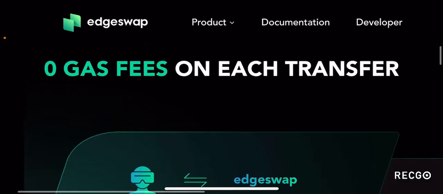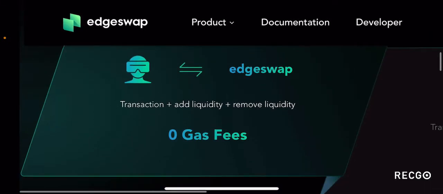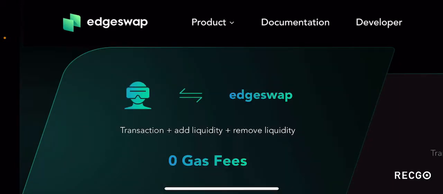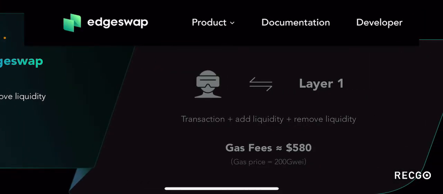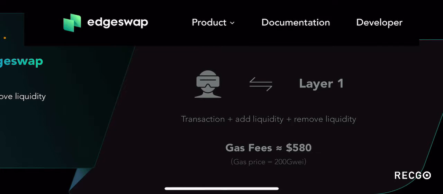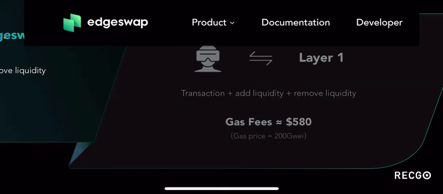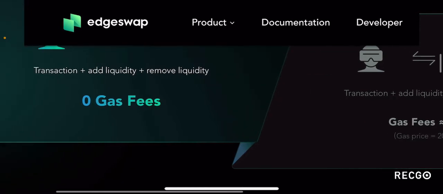And if you scroll below, again, zero gas fees on each transfer, the second focus. So users basically can use EdgeSwap to transact, add liquidity, and remove liquidity as well with all zero gas fees, right? So that's pretty impressive. And in layer 1, you would basically be paying close to $580 per transaction because of the gas fee itself, which is about 200 GWEI per transaction, which is incredibly expensive. And this pretty much eats away your profitability, or even in the worst case scenario, makes your trades completely profitless, right? So that's the reality and what EdgeSwap is providing right now.